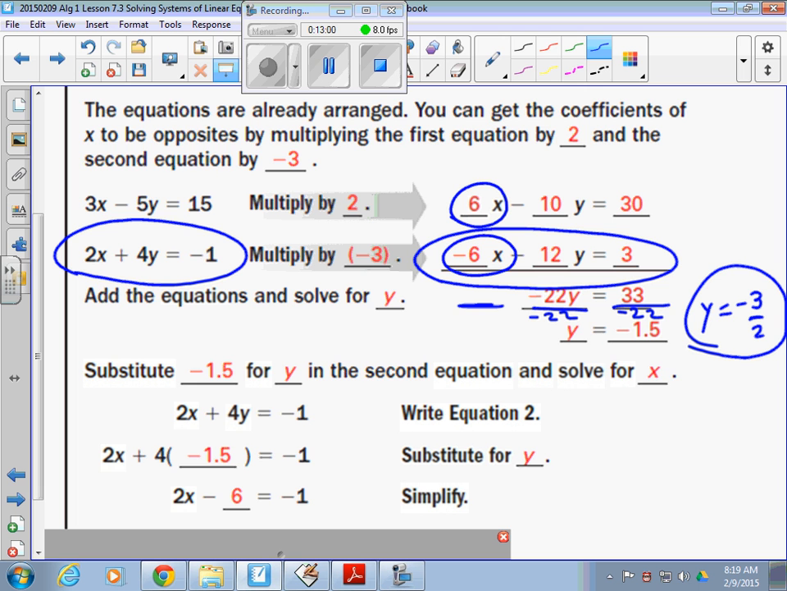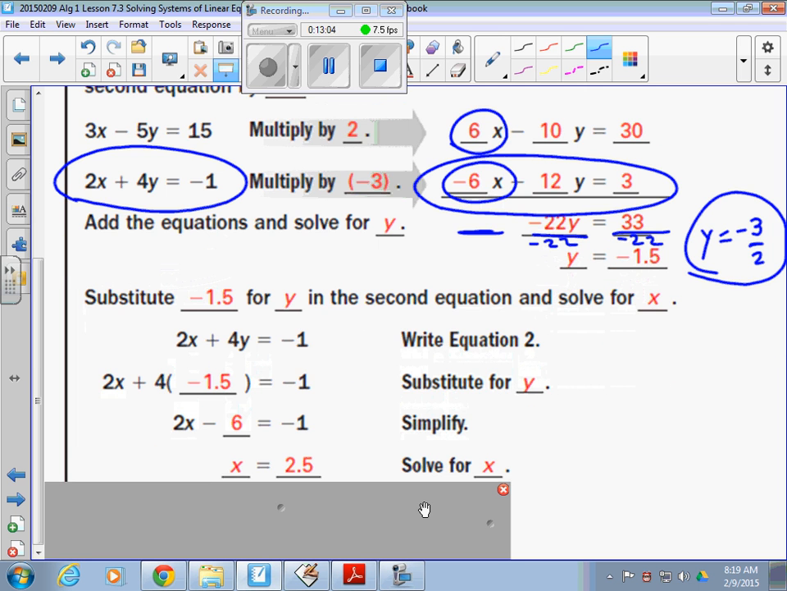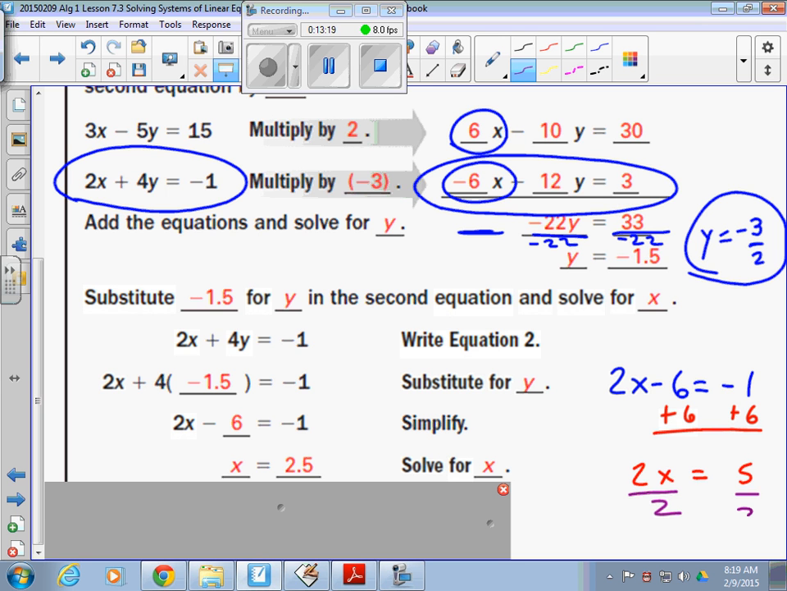We know how to get x by itself. We add 6 to both sides. When you add 6 to both sides, I kind of put those two steps together. 2x minus 6 equals negative 1. When you add 6 to both sides, you get 2x equals positive 5. And when you divide by 2 on both sides, x's value is going to be 2.5.